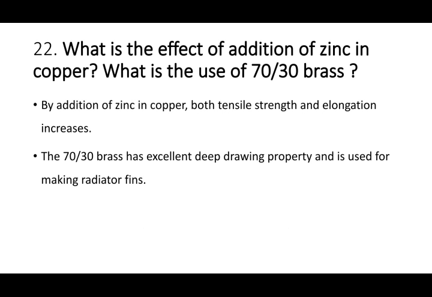Next question, what is the effect of addition of zinc in copper? What is the use of 70-30 brass? By addition of zinc in copper, tensile strength and elongation can increase. By adding zinc in copper, we can increase its tensile strength and its percentage elongation. And the 70-30 brass has excellent deep drawing property and it is used for making radiator fins.